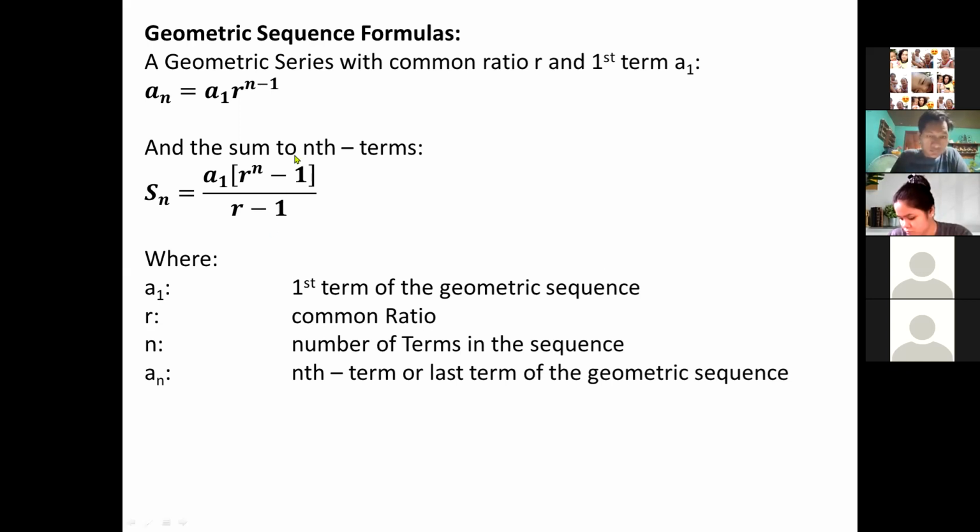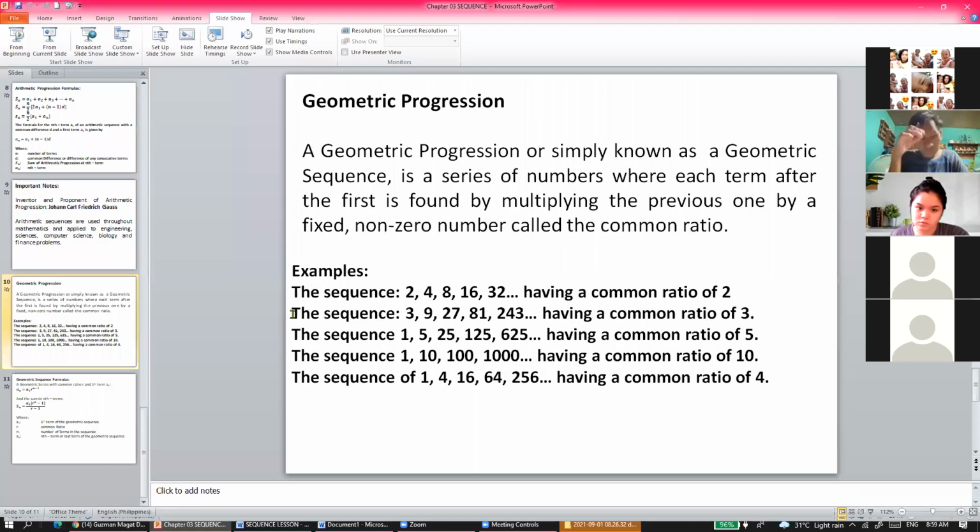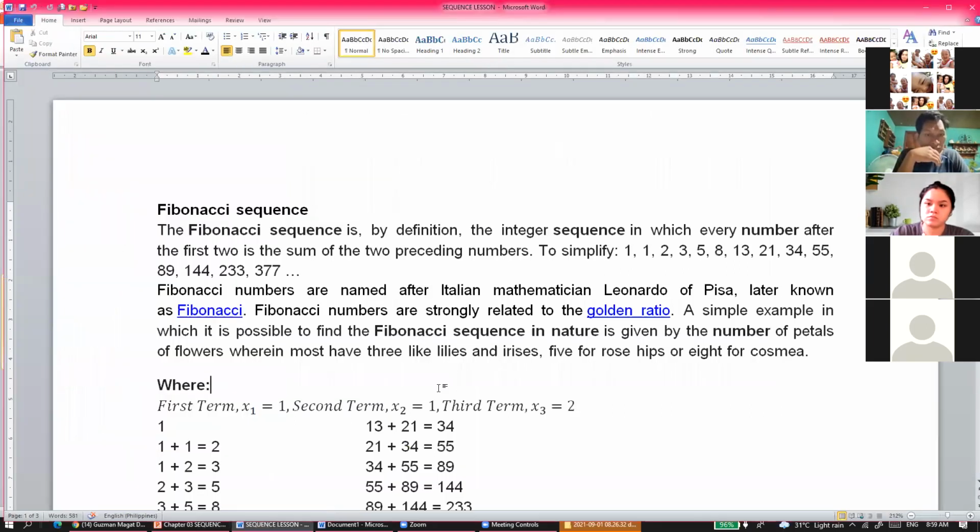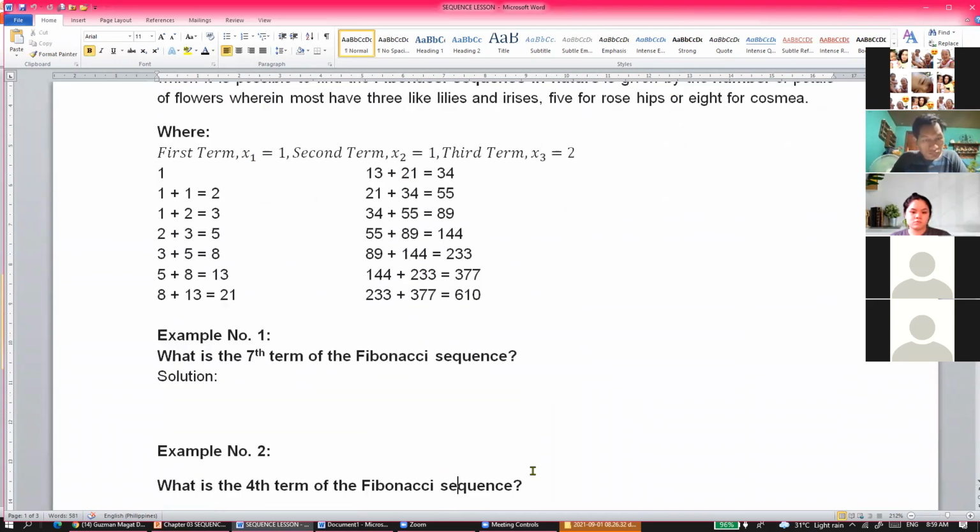Okay, so let's proceed to the actual calculations natin about these 3 sequence. Okay, proceed tayo. Okay. So by this time, we'll talk about the Fibonacci sequence. So ito na-mention ko na kanina, no? So Fibonacci sequence. Tandaan nyo lang, ang first term, x sub 1, ang second term, x sub 2. X sub 1 is 1, and then second term, x sub 2 is also 1. Okay? Ito yung gagawin natin.